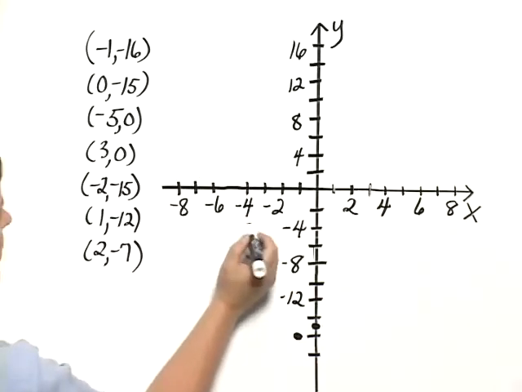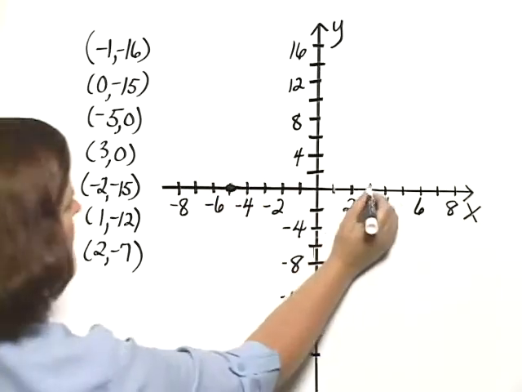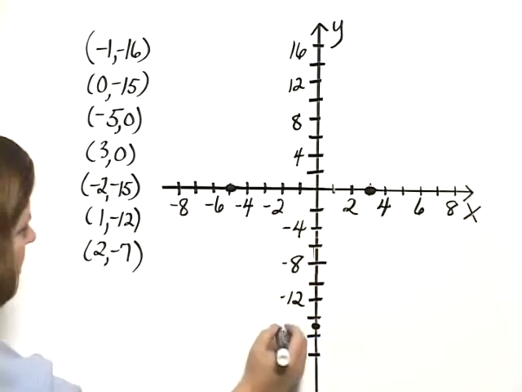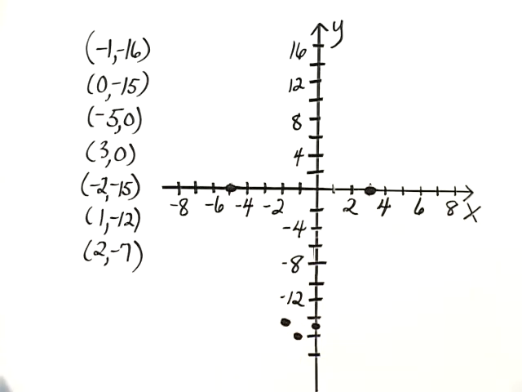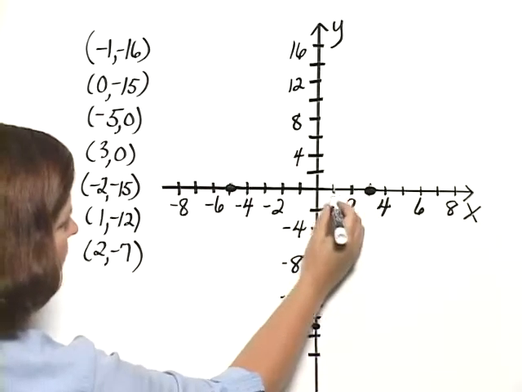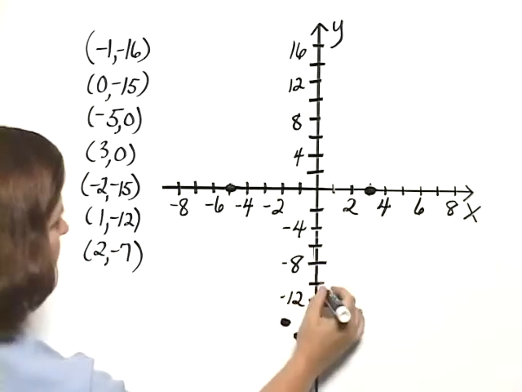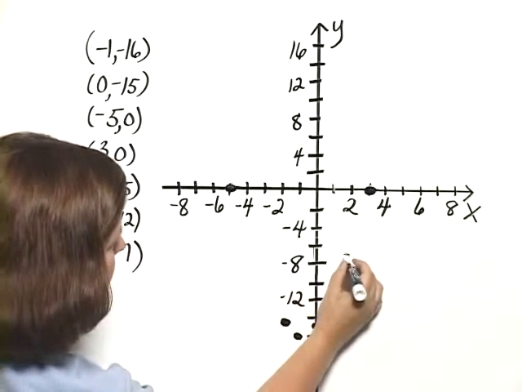Negative 5, 0. There's my negative 5. 3, 0. Negative 2, negative 15 puts me right here. 1, negative 12. And 2, negative 7. It's going to be between the negative 6 and negative 8. I'll put it right here.